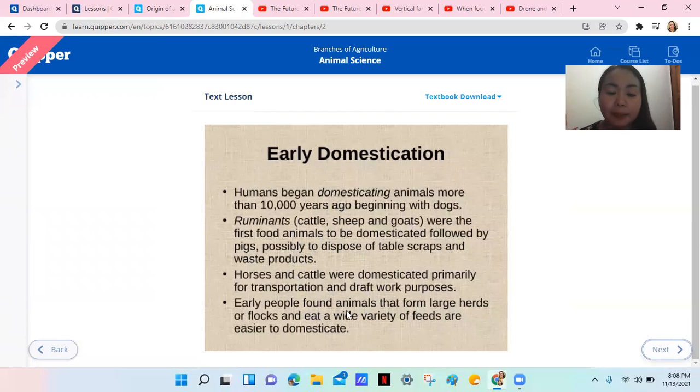While early people found animals that form large herds or flocks and eat a wide variety of feeds easier to domesticate.